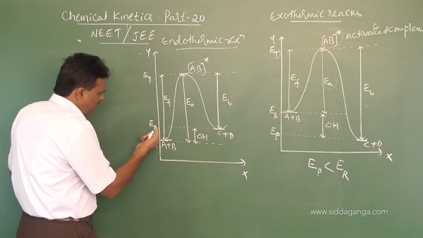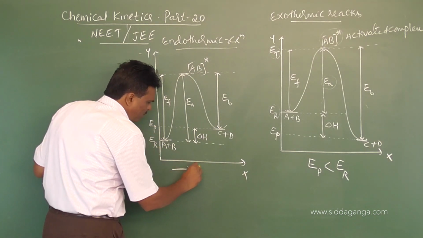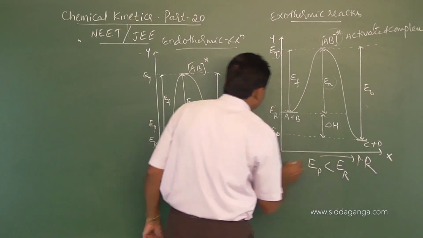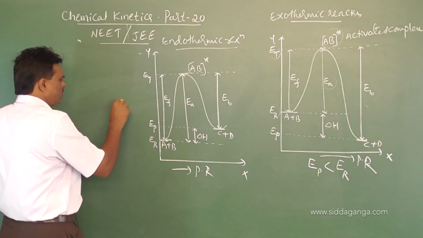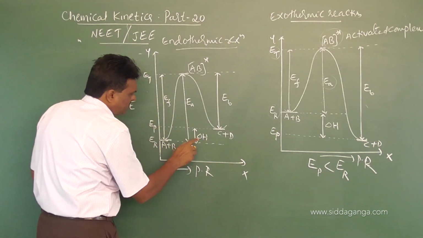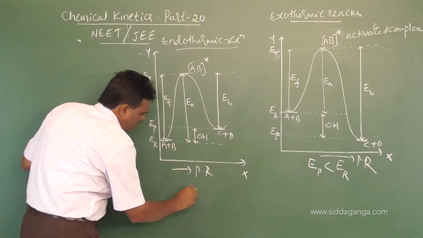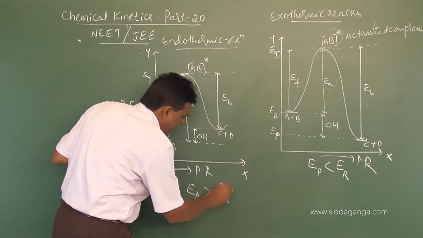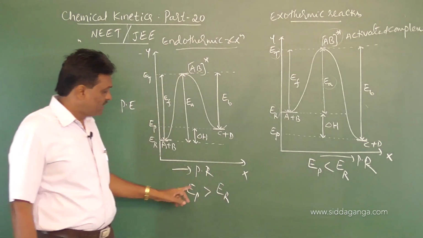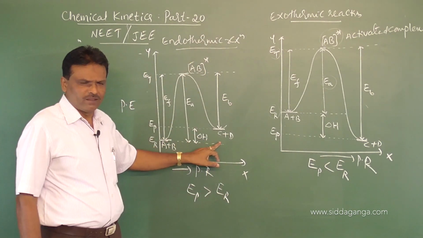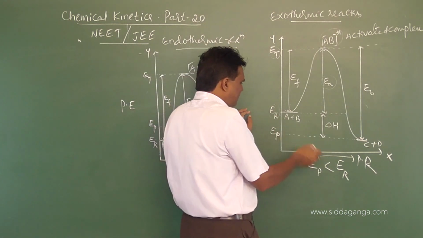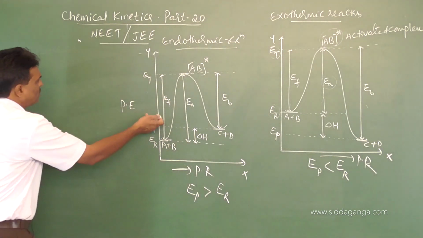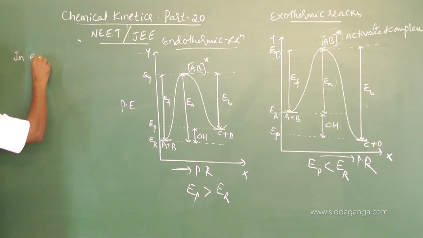In this case, this is the progress of reaction, and here also the progress of reaction, and here the potential energy. In this case, the energy of product is greater than the energy of reactant. That is why HP minus HR is positive in case of endothermic reaction. Then HP minus HR is negative in case of exothermic reaction. Is that clear?